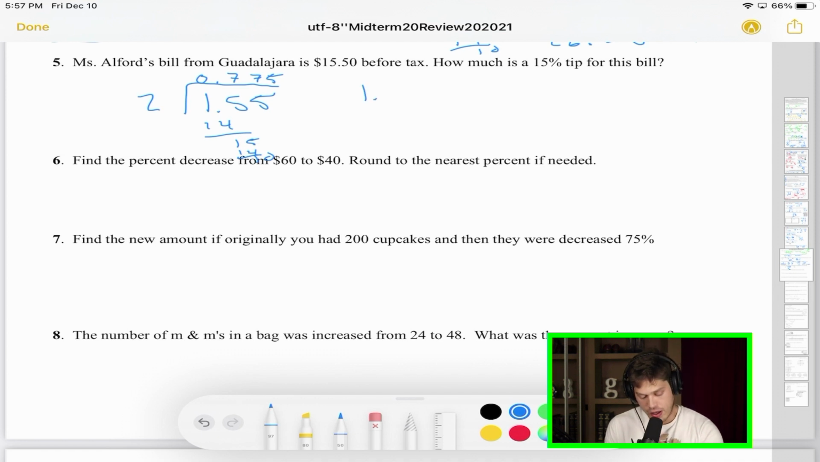And so we have $1.55 was 10% plus 78 cents for 5% more. 5 plus 8 is 13. We have another 13 here. So a 15% tip would be an additional $2.33.